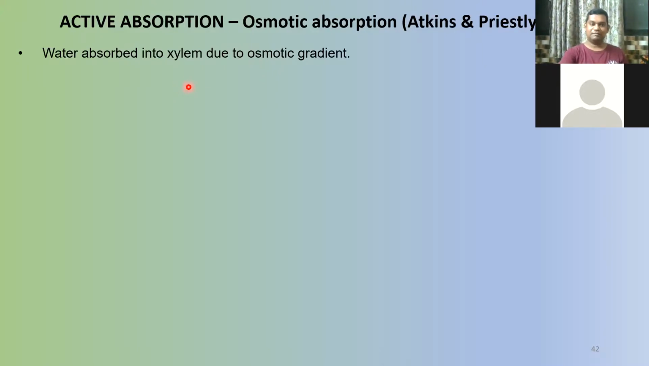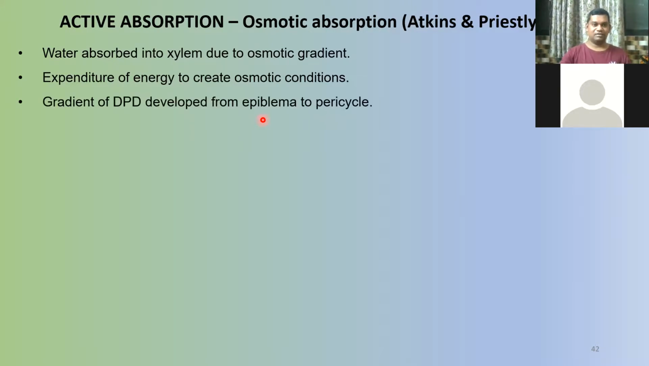Osmotic gradient. Hypotonic, hypertonic, ऐसा कुछ situation बन जाता है. That's why there is endosmosis or exosmosis taking place. And we are talking about active absorption. That means there is expenditure of energy involved. The energy is used so that an osmotic gradient is created and osmosis, absorption takes place.